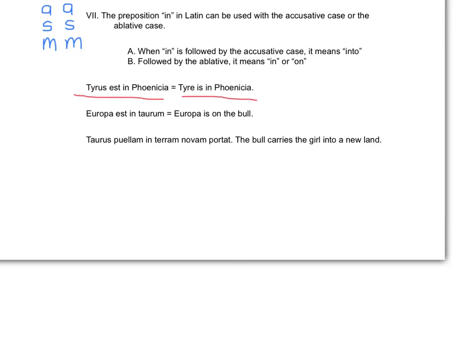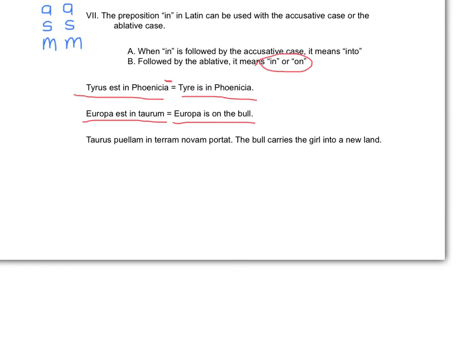Tyre is in Phoenicia. This is an ablative Phoenicia, and therefore, when in is followed by the ablative, it means in or on. In this case, on is not right. It would sound ridiculous to say Tyre is on Phoenicia in English. So you say in. You substitute whichever one sounds most natural to your ear. In this example, Europa est in Taurum. In this case, I would say it makes more sense. Europa in the myth rides on the bull's back. It makes more sense, therefore, to say Europa is on the bull.